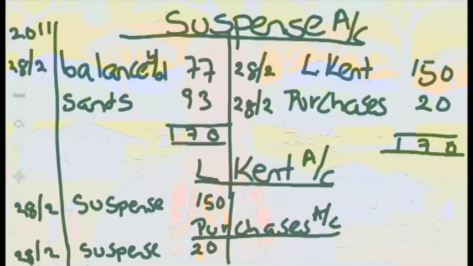Then the suspense account, therefore, is no more going to appear in our trial balance because we have closed the suspense account. What will appear? It is the personal accounts plus the purchases account, which is L. Kent account, purchases account, and the Send's account, because they are still having the balances in the ledger. That's how simple a suspense account is.